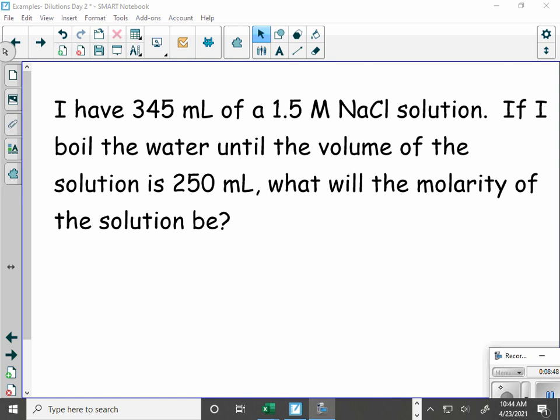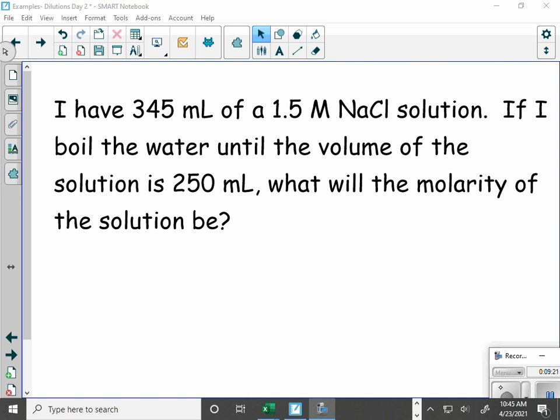I have 345 milliliters of a 1.5 molar sodium chloride solution. If I boil the water until the volume of the solution is 250 milliliters, what will the molarity of the solution be? So in this problem, am I actually diluting it? I'm not, am I? I'm making it more concentrated. But does that matter? Will my dilution equation still work?